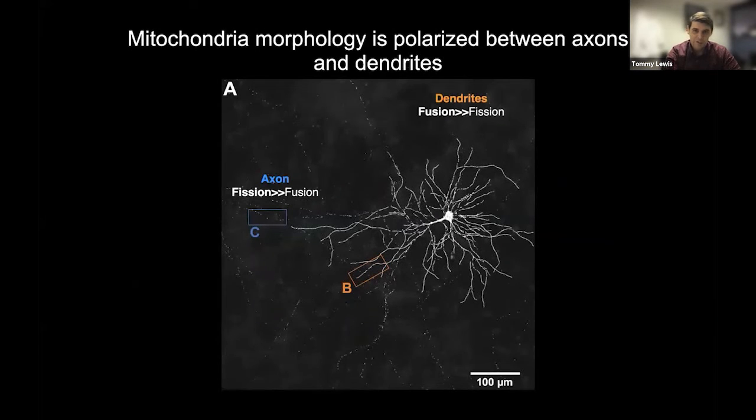So to get to this first question: why are mitochondria small in the axon versus large in the dendrite? And what is the molecular mechanism that drives that?